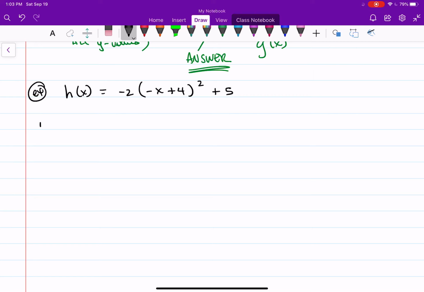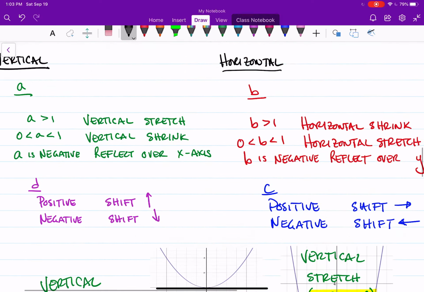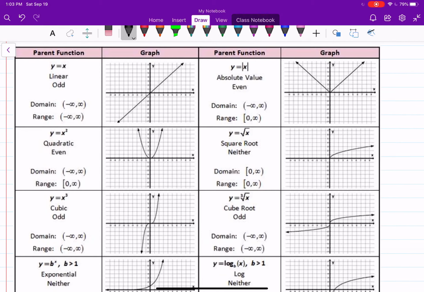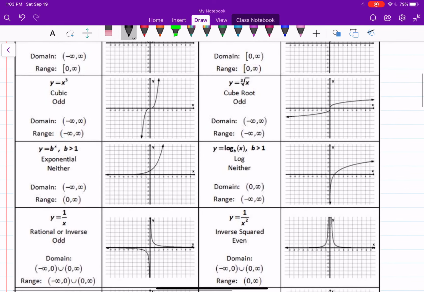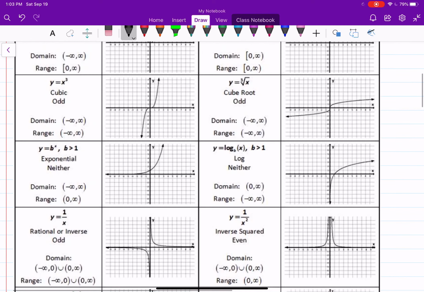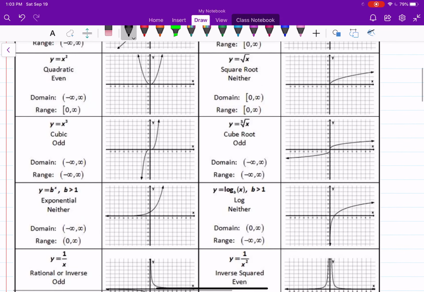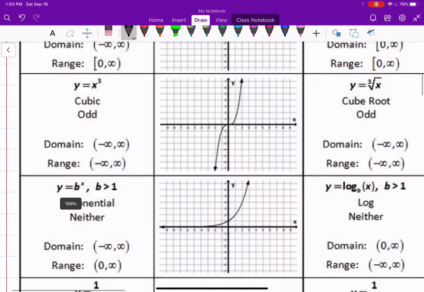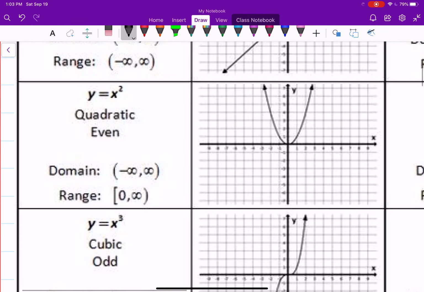So first, parent function. So you will go back up to this list here, which as you do them, you're gonna be like, oh yeah, that's all it is, right? So you go, okay, I see a square sign in there. Which one has a square sign? There's only this one, but the square is in the denominator, so that's not it. So there's only one other one, and that will be the quadratic, okay?